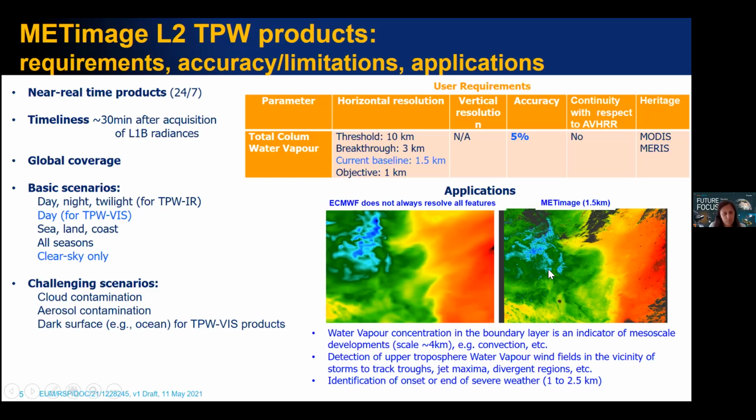So the hope is that this product can help improve the forecast model for the identification of these very small features of water vapor, which we believe are concentrated in the boundary layers where the onset of severe weather conditions can be identified. And this onset is of the order of 1 to 2.5 kilometers. So this is the range where we are interested in retrieving water vapor imagery, and this resolution cannot be achieved at the moment with sounders, for example. So this is the only way.